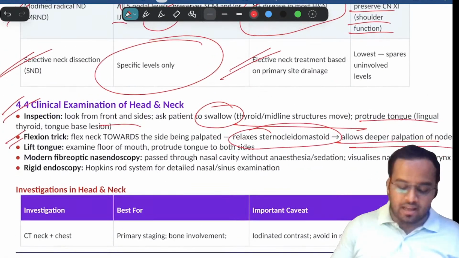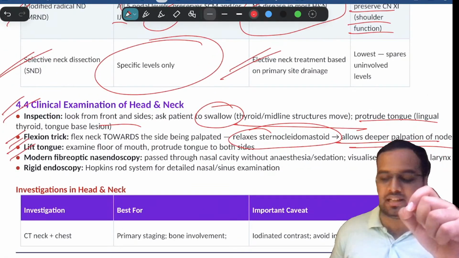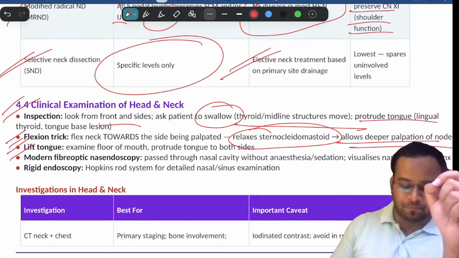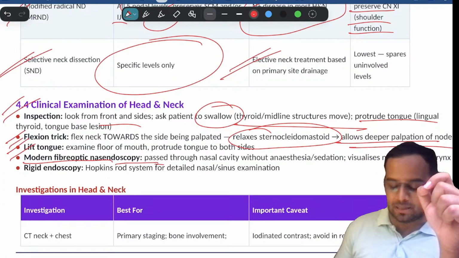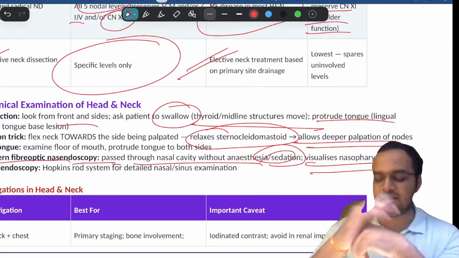Lift the tongue. Always examine the floor of the mouth. Never just go for palpating the lesion. Always examine the floor of the mouth. Modern fiber optic nasoendoscopes are passed through the nasal cavity without sedation, and here you can visualize the nasopharynx and larynx.